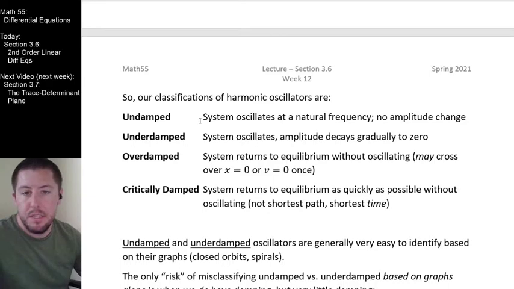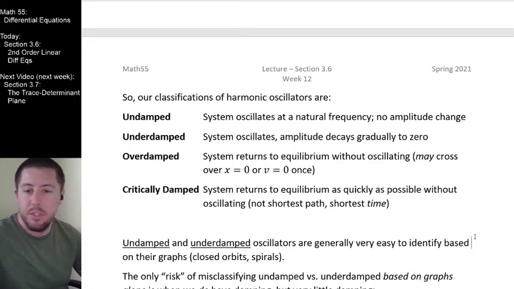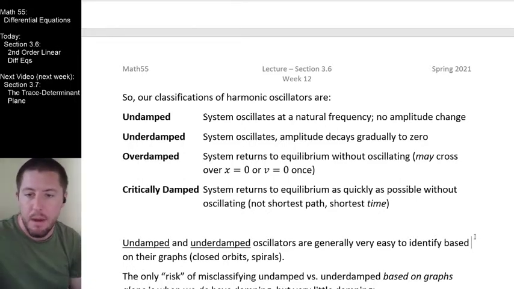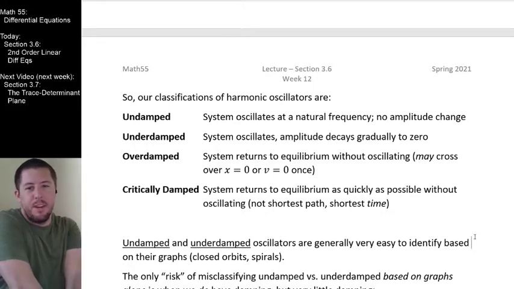In an undamped situation, our system is just going to oscillate at that natural frequency, that omega that we talked about, and the amplitude's never going to change. It's just going to experience those same orbits forever until acted upon by an outside force. This undamped case is a little bit of an idealized situation. Nothing experiences no friction, nothing experiences no air resistance, but it might be the case that there's essentially almost none. We're going to look at that example here in one moment.